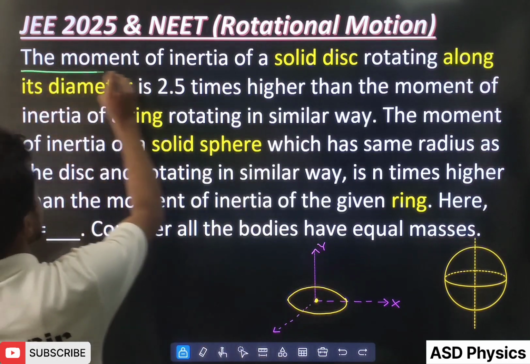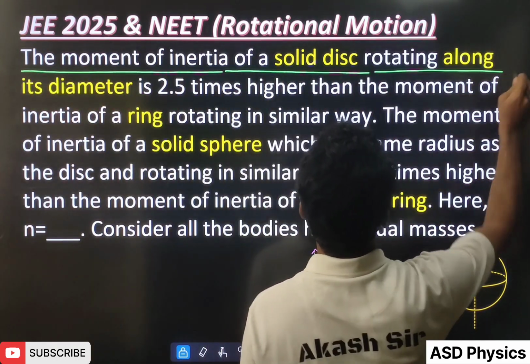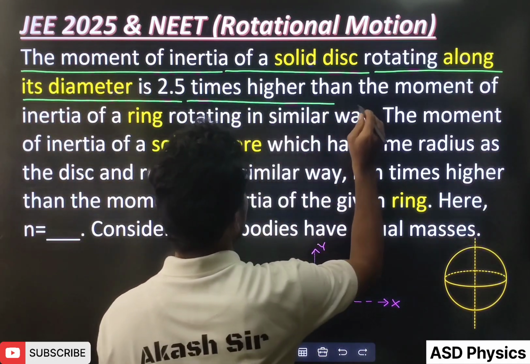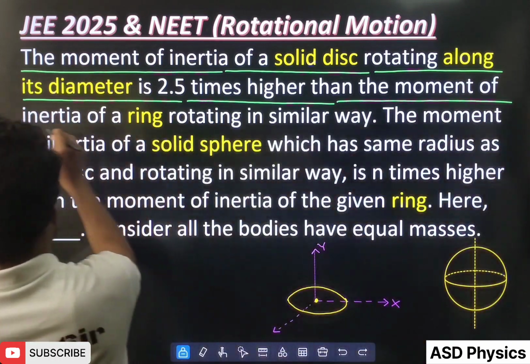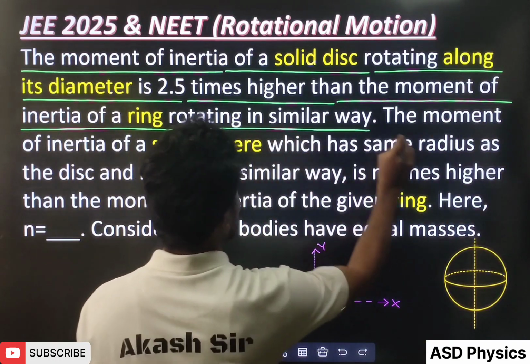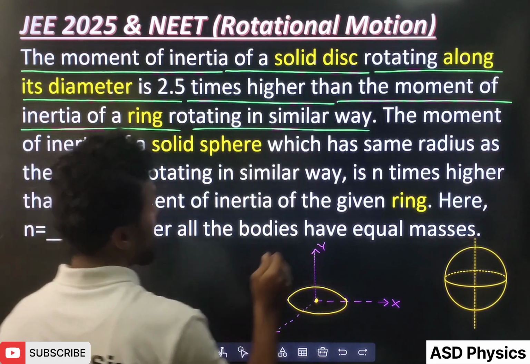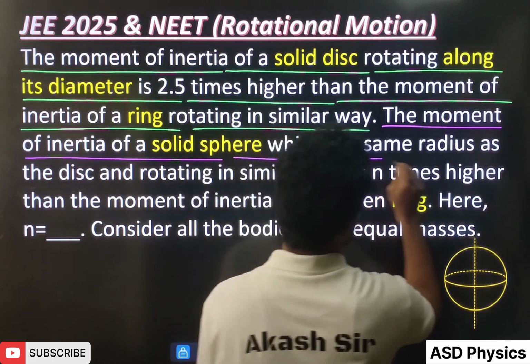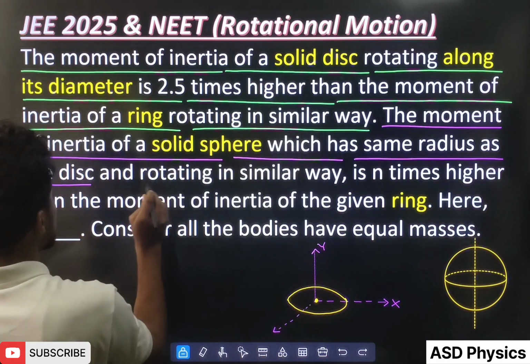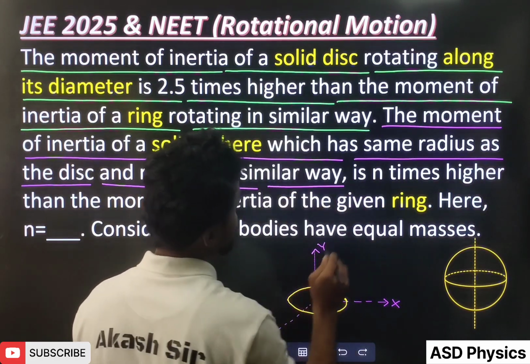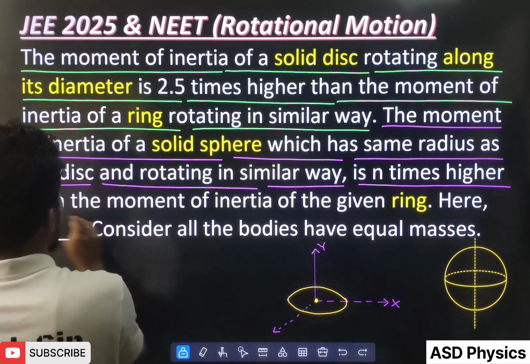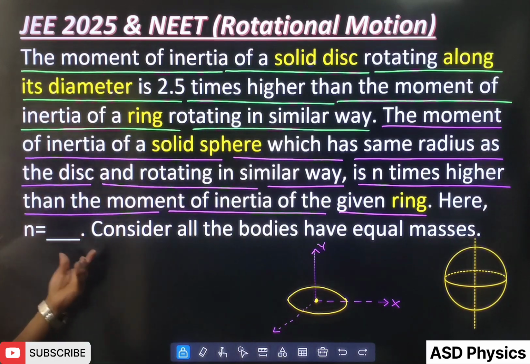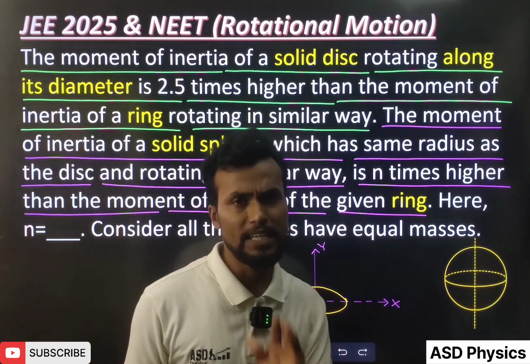So the question is, what can you see here? The moment of inertia of a solid disk rotating along its diameter is 2.5 times higher than the moment of inertia of a ring rotating in a similar way. Okay, this is one thing they told. After that, the moment of inertia of a solid sphere which has the same radius as the disk and is rotating in a similar way is n times higher than the moment of inertia of the given ring. Here n equals how much? And they are telling us to consider all the bodies to have equal masses.